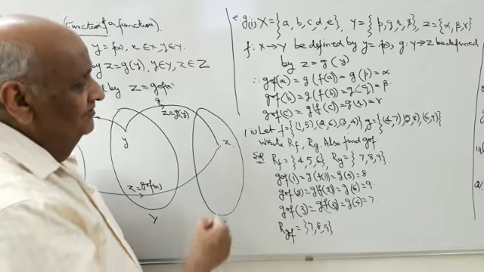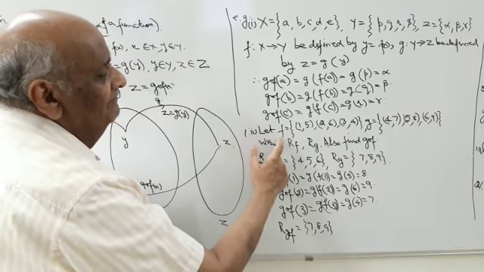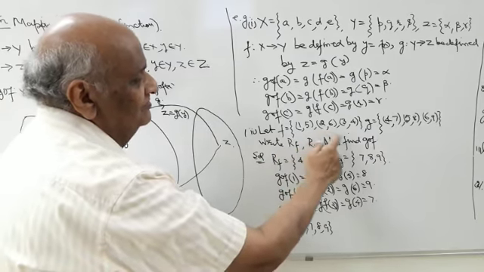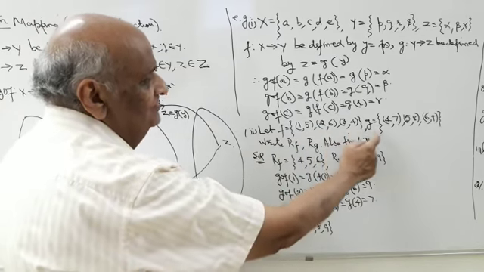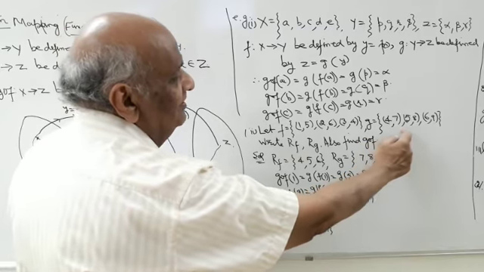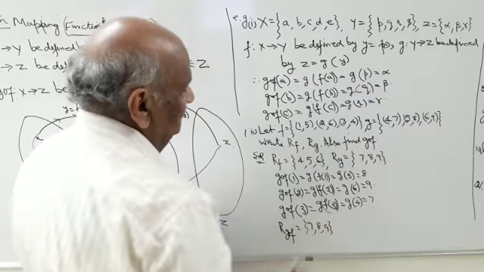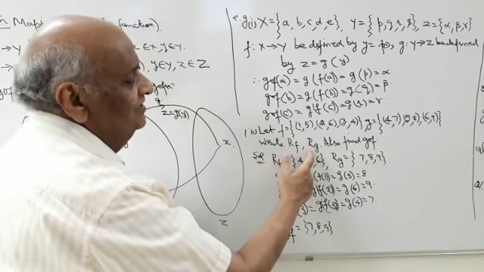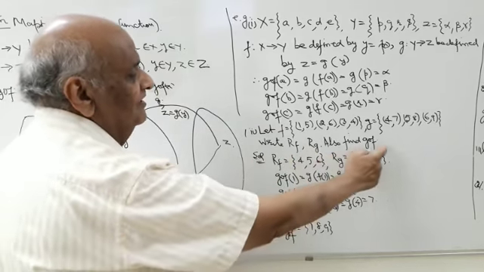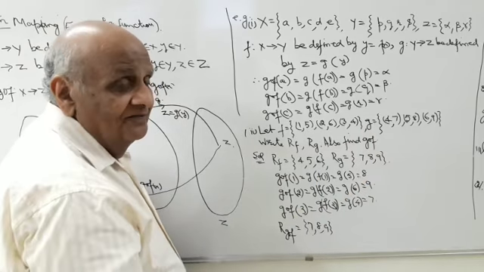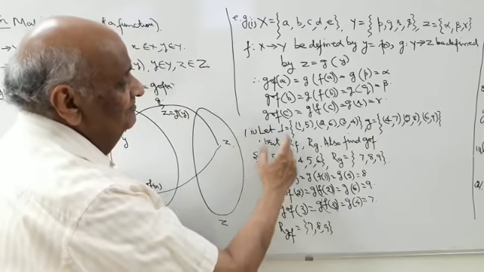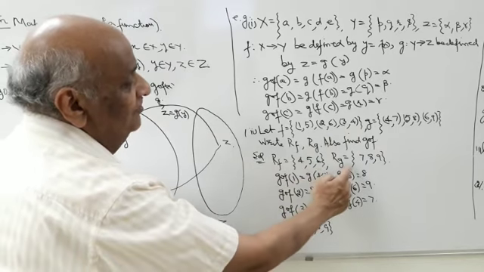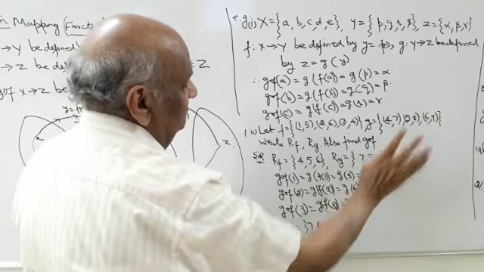Take one more example. We have a function f in the form of ordered pairs (1,5), (2,6), (3,4). g is a function (4,7), (5,8), (6,9). It says write down the range of f, the range of g, and also find g circle f. Therefore, now the range of f is {4, 5, 6}. The range of g is {7, 8, 9}.